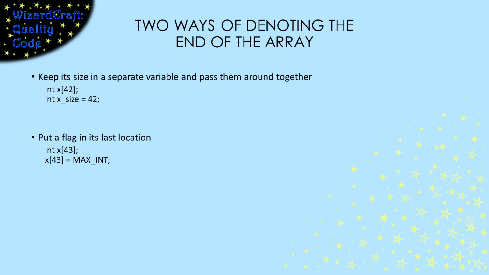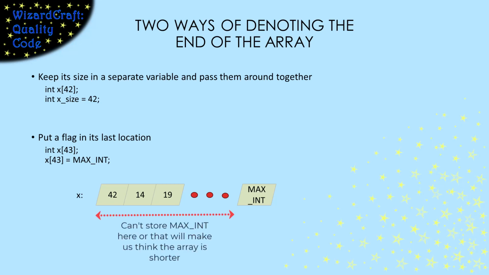The second way of knowing where a loop ends is to make the array one position bigger than it needs to be, and put a special value that could never exist in the data we're storing to mark the end of the array. In this example, I need my array to hold 42 things, so I make it 43 positions long. Then I put the largest int possible into the last position. Now for that to work, I need to be really sure that I would never store that value anywhere else in the array, because seeing that value tells me that the array has ended.